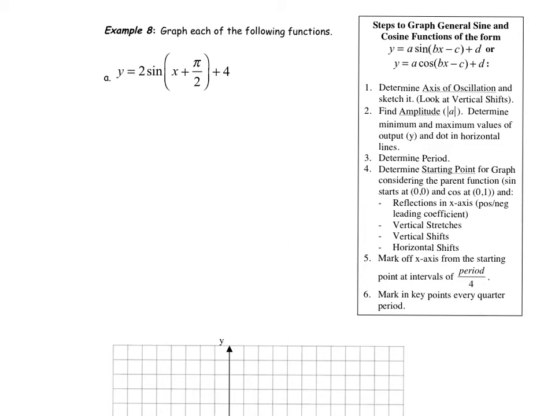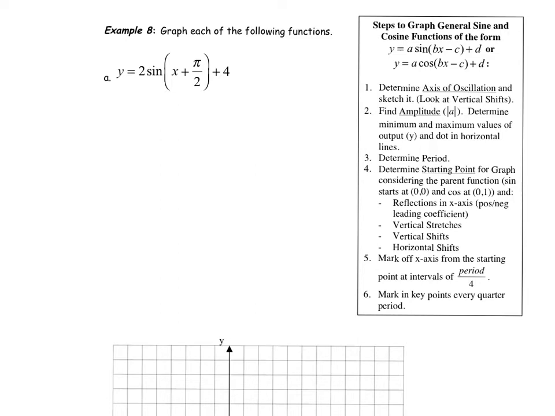In note 6.4, example 8, we're going to practice graphing general sine and cosine functions. And I want to teach you a method where we can account for all the transformations at once rather than graphing the parent function and then applying transformations one at a time like we did in the previous days when we were just graphing sine and cosine functions with simple transformations. So this is the method that I prefer. I hope you like it.